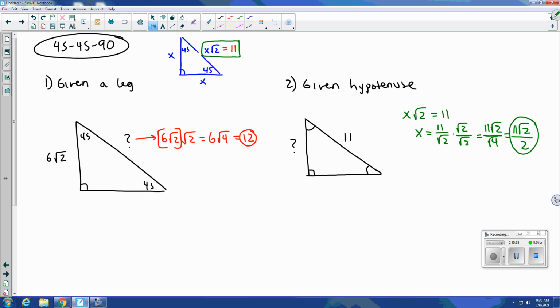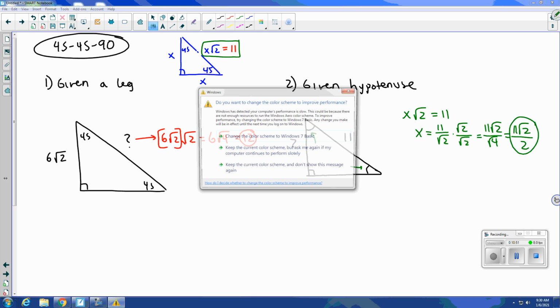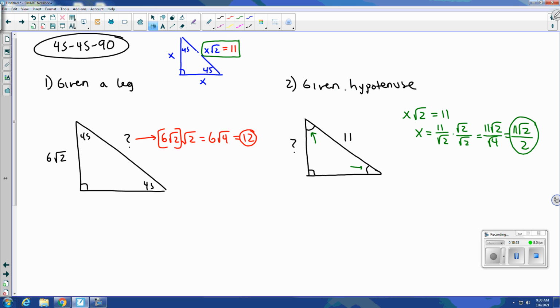Now, how did we know this was a 45, 45, 90? They didn't explicitly write 45, but those marks indicate that those angles are congruent, and we know that acute angles in a right triangle are complementary. So if they're both the same, they must both be 45 degrees. So I knew I was dealing with a special right triangle in that case. Now let's jump over to a 30, 60, 90.